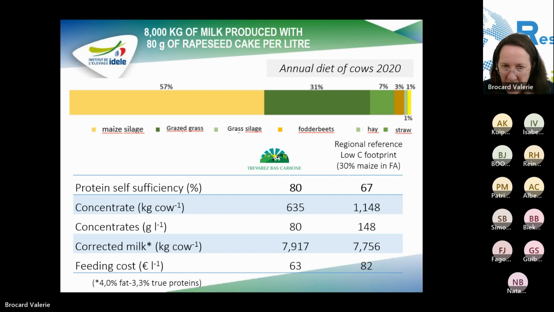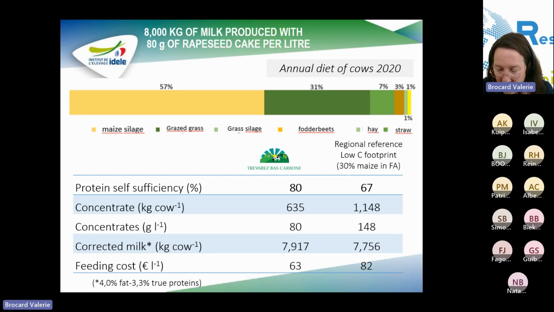With this production system, we reach a level of 80% of protein self-sufficiency, which is a much higher level than the average regional reference for the same production system in France or Brittany. We are only using 635 kilograms of concentrates, and it's only rapeseed, compared to the regional reference, which is twice higher, which means that we are producing almost 8,000 kilograms of milk per cow with only 80 grams of concentrates per liter. And our feeding cost is only 63 euros per liter compared to 82.